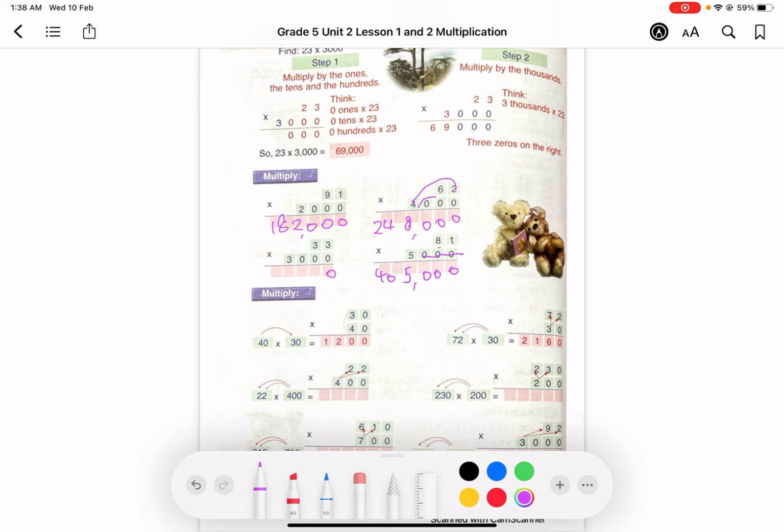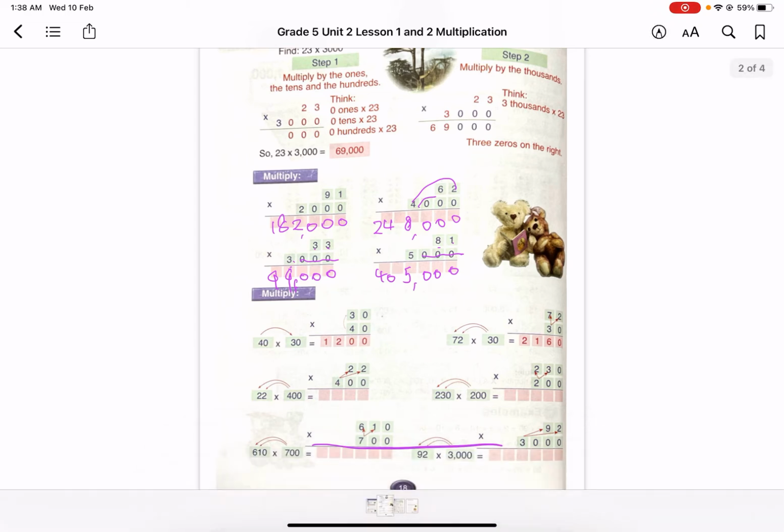Again, this one, how many zeros are you going to drop? 3 zeros. 1, 2, 3. Now if you drop the zeros, the 3 will be with the 3. 3 times 3 is 9. Now, 1, 2, 3. So what is the answer? The product for this equation is 99,000.